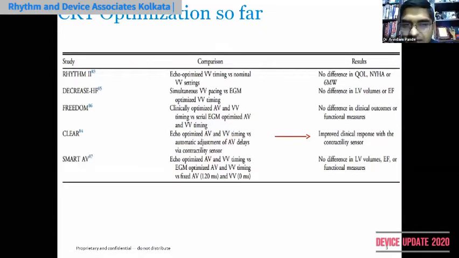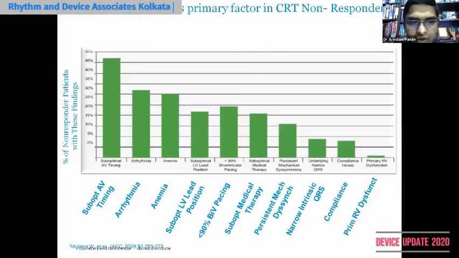In fact, multiple trials have been done. Dr. Jadhav already mentioned the Freedom trial. There are other trials, very few trials. One of the trials is the CLEAR trial, which showed some improvement with echo-based optimization of the CRT. In most of the other trials, there was hardly any difference. So nowadays we have stopped practicing echo-based optimization.